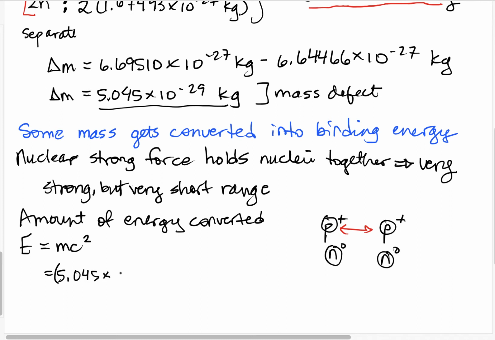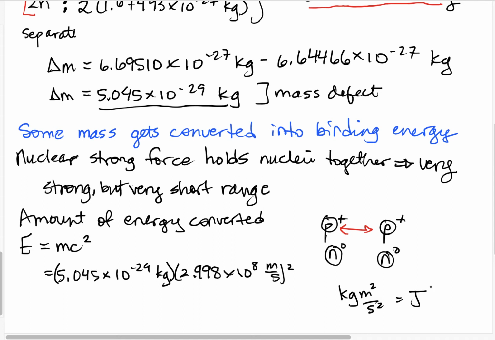So we have 5.045 times 10 to the minus 29 kilograms. And then the speed of light is 2.998 times 10 to the 8 meters per second. And we're going to square that. And this is just a reminder that kilograms meters squared over second squared is the same as the unit joule. And so this is our energy unit that comes right out of it. So the energy that you calculate from this is 4.534 times 10 to the minus 12 joules.